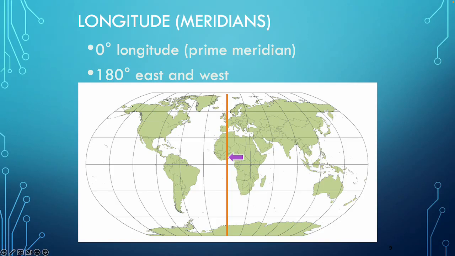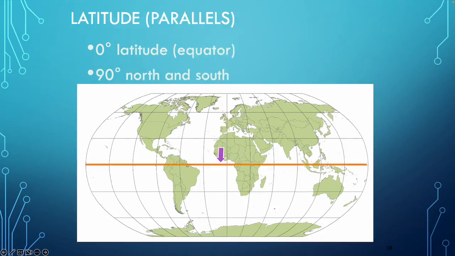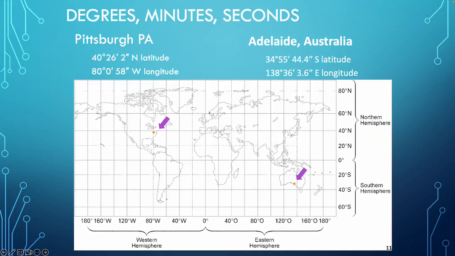Okay, so the prime meridian, meaning the first meridian, divides the eastern and western hemispheres. Right? The equator divides the northern and southern hemispheres. All right, so let's look at some points on a map.